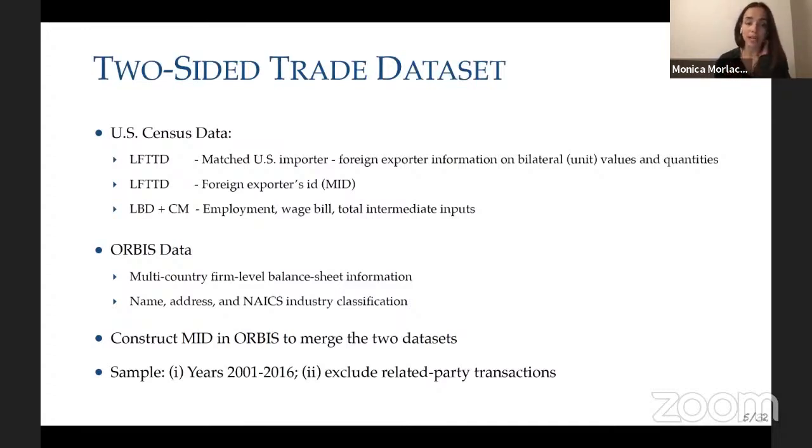And for our main results, we are going to exclude related party transactions. The reason being that we think that our pricing framework applies to arm's length transactions more than related party ones, precisely because for the latter there are transfer pricing issues that are not captured by our framework.